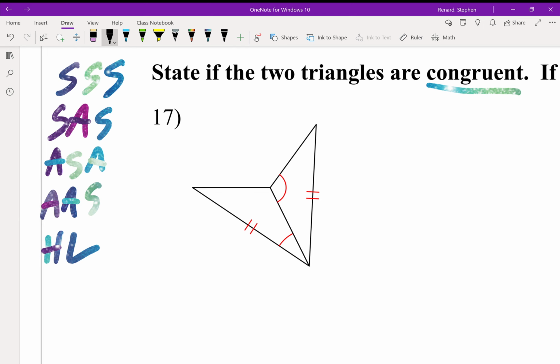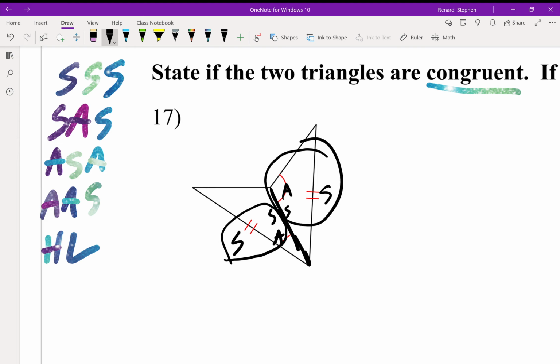So what we do is we label everything. We know that this is a common line right here, so that's a side for both. We have our angles for both, and we have a side for both. Over here on the left-hand side, we have side, angle, side. We have the two sides and the included angle. Unfortunately, over here, we have SSA. This angle right here isn't in the right place. In order to prove congruency, it would need to be right there.